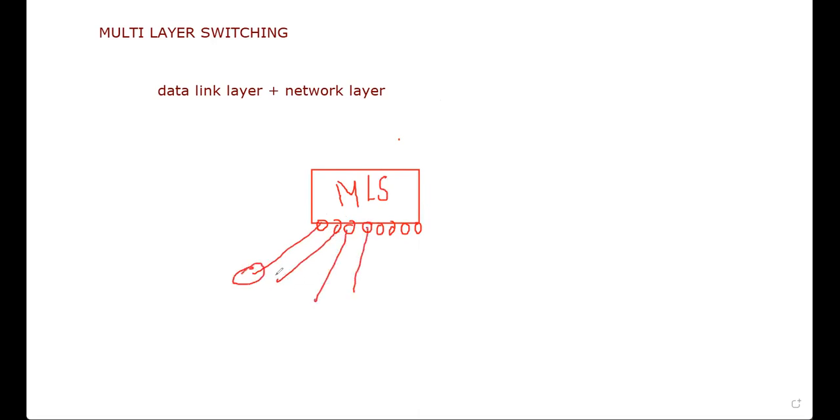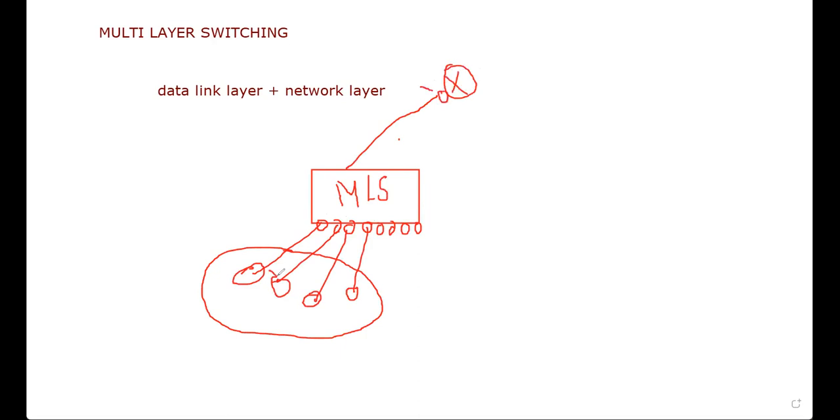For example, this is your multi-layer switch, and it has, say, 8 ports. I'm just taking an example. If 4 PCs are connected to this switch and they have the same network ID, 10.0.0.1, 10.0.0.2, 10.0.0.3, 10.0.0.4, then this is your LAN. And for example, a router is also connected, so 10.0.0.5 is the gateway for this LAN.